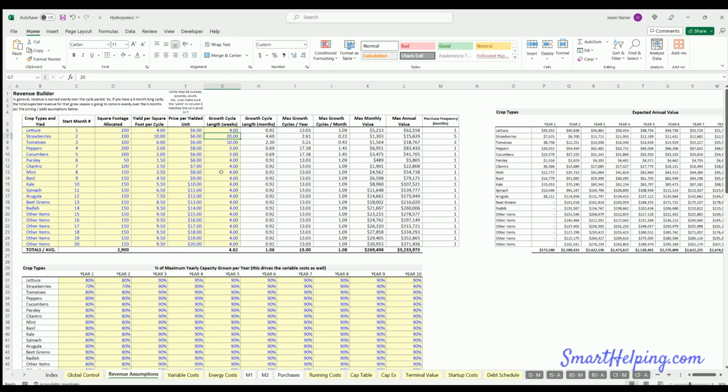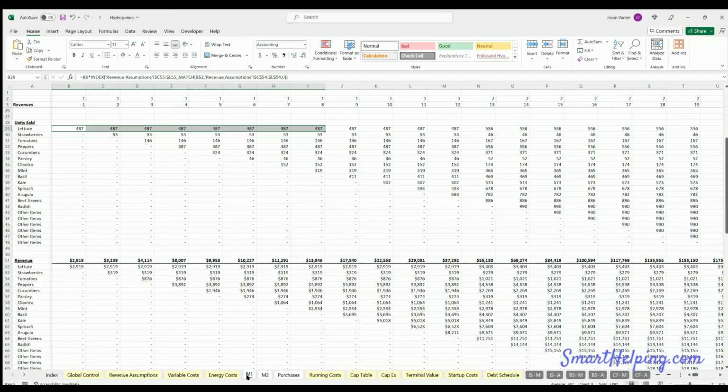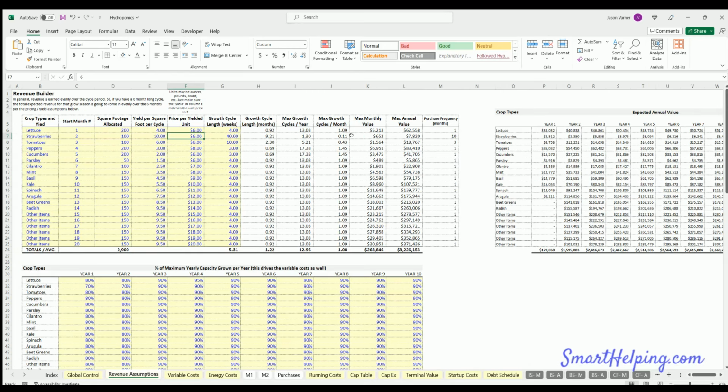So if the growth cycle for strawberries were say 4, now you can see the monthly value is going to go way up for this one. Longer growth cycle, let's say the growth cycle is like 40 weeks. Well, if 40 weeks and your yield is 10 units per square foot, and you're doing 100 square feet at $6, well, you're only going to be yielding, in this case, 53 units a month on average. And that's $652 based on the math here.